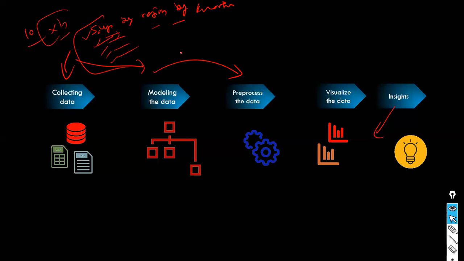So in the case of business intelligence, we collect the data, model the data, and as part of pre-processing, we clean the data. Then we create the report and get the insights. In simple terms, business intelligence is nothing but a set of processes: collecting, modeling, pre-processing, and visualizing the data, and then gaining insights. The set of processes, technologies, and architecture are called business intelligence.